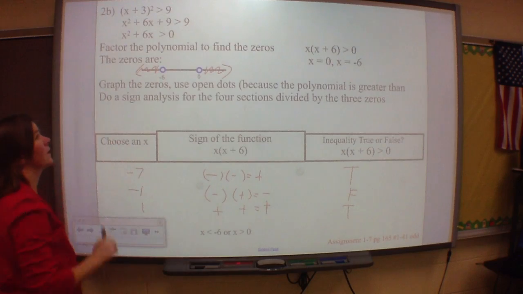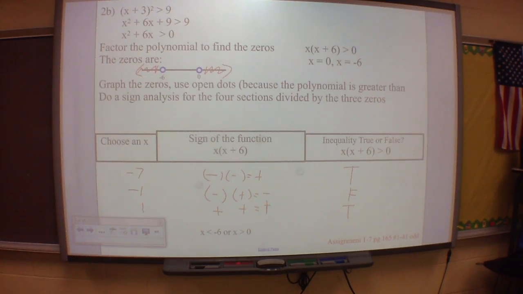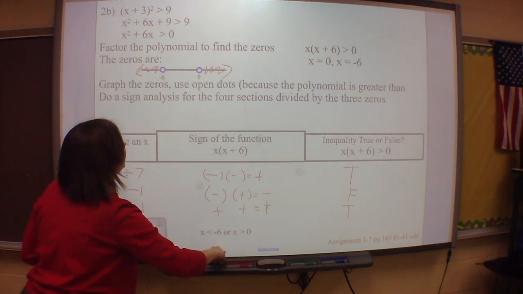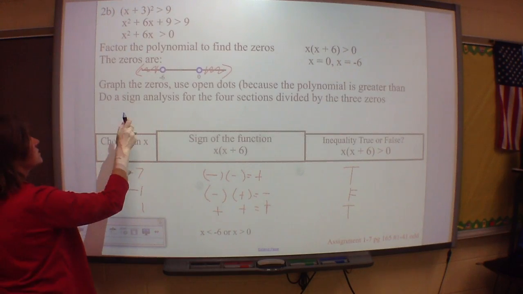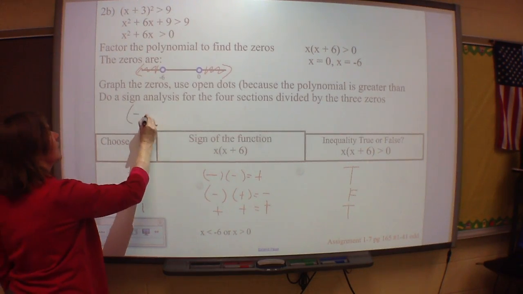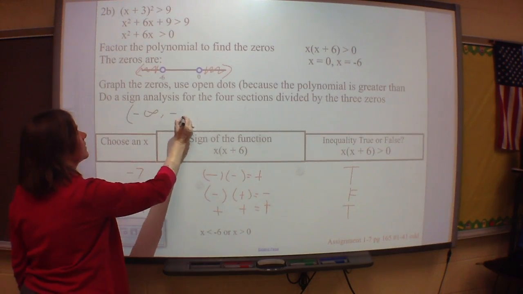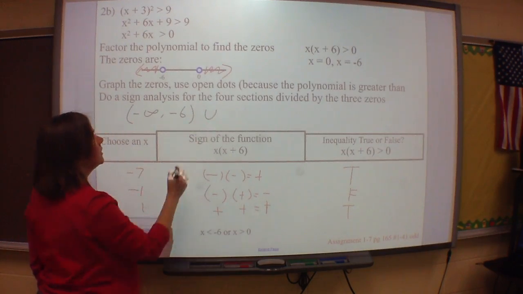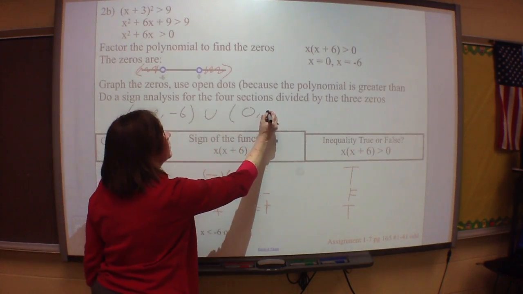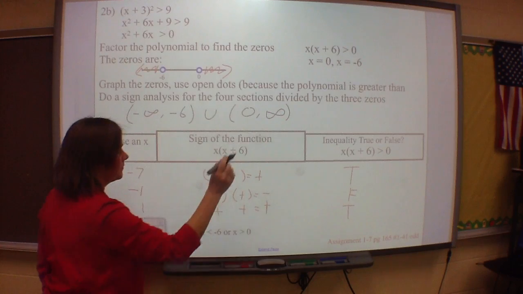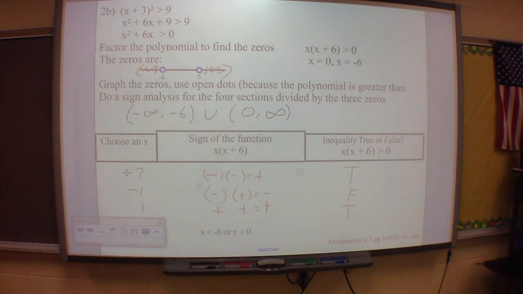Graph it. And now that I look at the graph, hopefully you can read right from the graph what the solution is. The solution will be from negative infinity to negative 6, union 0 to infinity. Okay? So there is my solution.